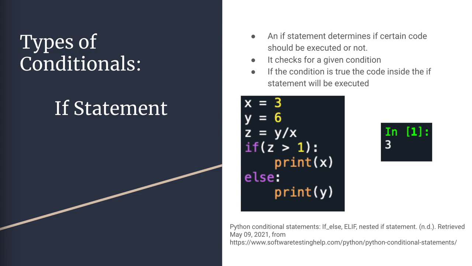X equals 3 and y equals 6. Z equals y divided by x, so z equals 6 divided by 3, or 2. Our if statement says to print x if it is true that z is less than 1. We know that 2 is less than 1, so our conditional statement is true. When we run the code, we see that our logic is correct because we get the number 3.